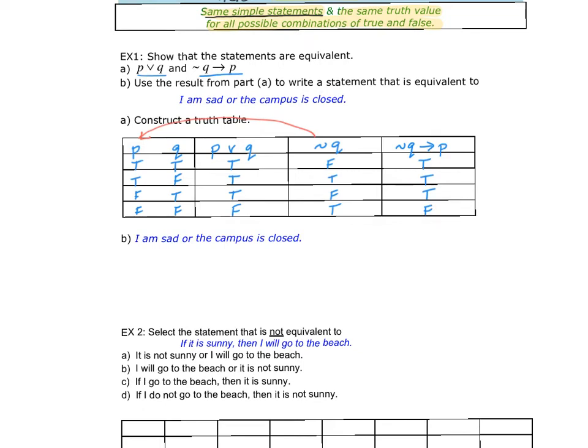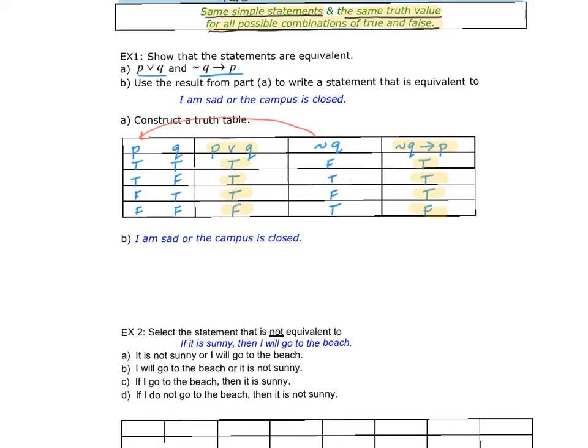This is where we're going to compare them. Okay, so we're going to be comparing P or Q with if not Q then P. Notice that if we go down, we have a true, true. They match. True, true, true, true, false, false. So that's what it means in the definition when it says the same truth value for all possible combinations of true and false. What it means is put those statements in a truth table and compare them. If they match up true, false all the way, they're equivalent.